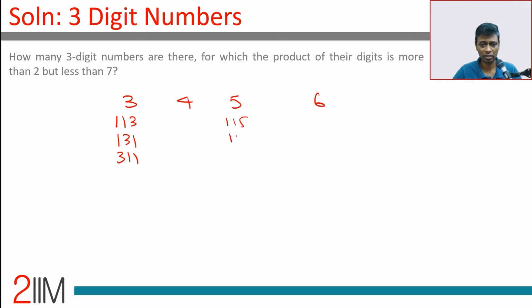1, 1, 5, 1, 5, 1, 5, 1, 1. These are prime numbers, they can only be written as 1 into themselves. Of course, 4 and 6 can be written in other ways, but let's start with this. 114, 141, 411.